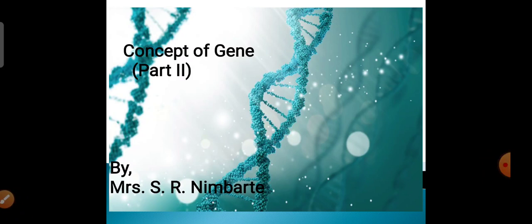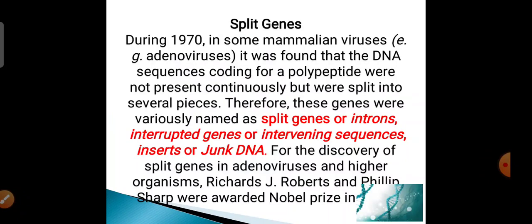In the last lecture, we studied what a gene is and the different units of a gene, that is cistron, muton, and recon, and what variations are found, that is overlapping genes or gene within gene. Now, let us discuss today about split genes. What are split genes?